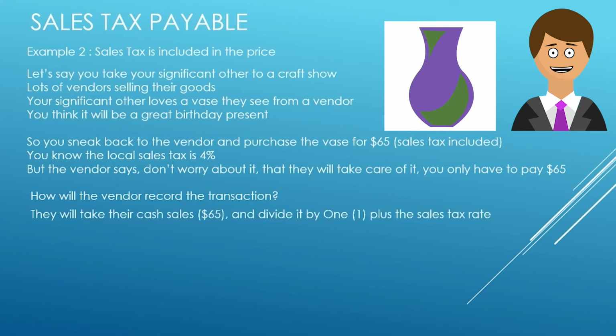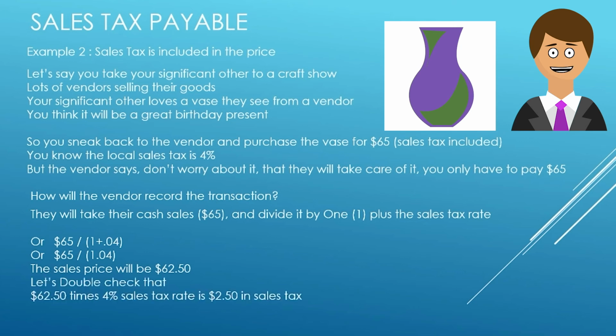Well, they will take the cash sales of $65 and divide it by 1 plus the sales tax rate. So let's review that. $65 divided by 1 plus 0.04 or 4%. So 65 divided by 1.04. That will give us a sales price of $62.50. So let's double check that. If we have a sales price of $62.50, we multiply it by the 4% sales tax rate, and we get $2.50 in sales tax. So the $62.50 sales price plus the $2.50 in sales tax equals our $65 that we had given them. So let's see the accounting for that.